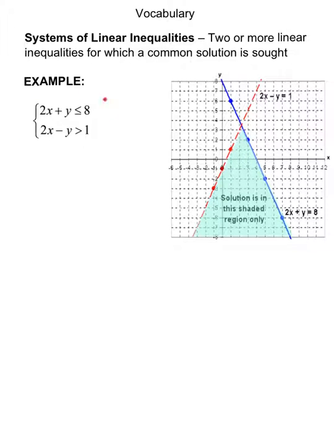And plus, these inequalities are not solved for y. So you still have to have the inequality in slope-intercept form, even though you have this less than or equal to sign or greater than or equal to sign.